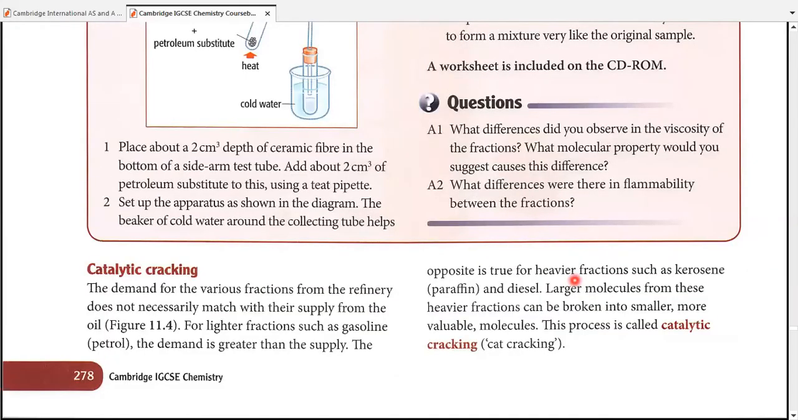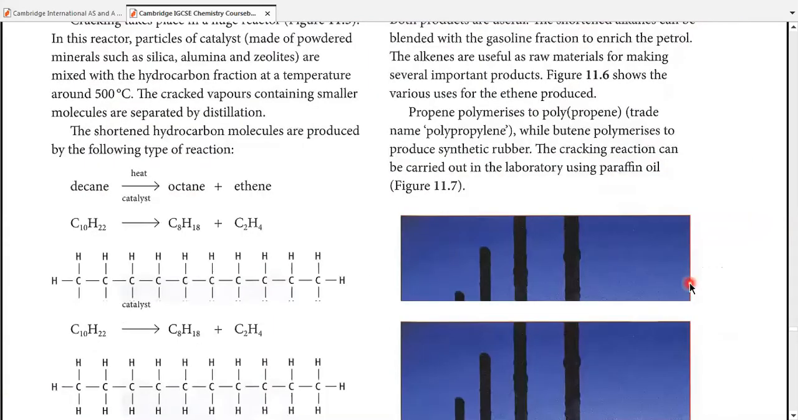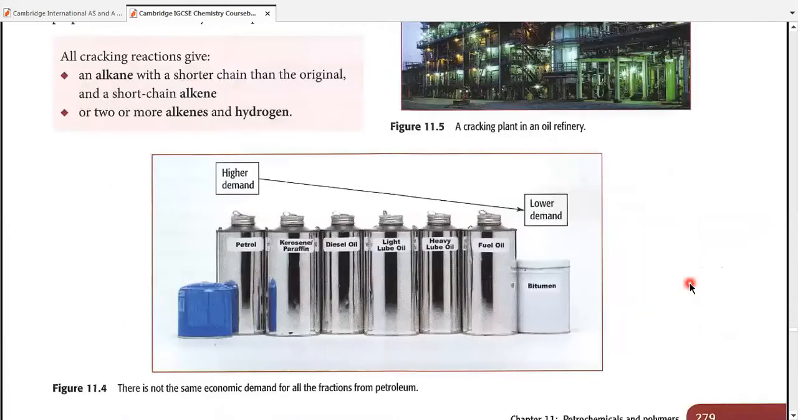Now, our next topic would be catalytic cracking. Once again, the students who are more fascinated by cars or transportation vehicles are going to be interested in this topic far more than the others. Now, before I go with this term catalytic cracking, I'm going to go with the demands that we have for different types of fractions from the fractionating tower.